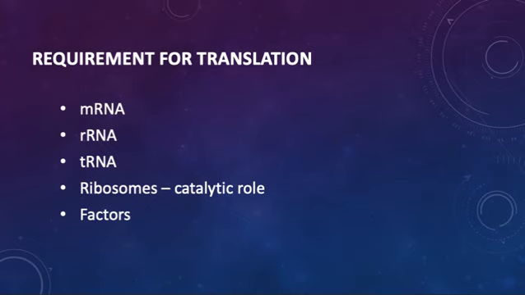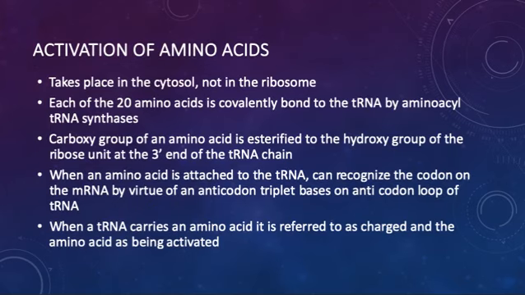So before the process of initiation starts, the amino acids have to be activated. So the first step before translation is the activation of amino acids. So what happens? Activation of amino acids doesn't take place in the ribosome, it takes place in the cytosol. Each of the 20 amino acids is covalently bound to the tRNA by the aminoacyl tRNA synthetase enzyme. The carboxyl group of the amino acid is esterified to the hydroxyl group of the ribose unit at the 3' end of the tRNA chain.